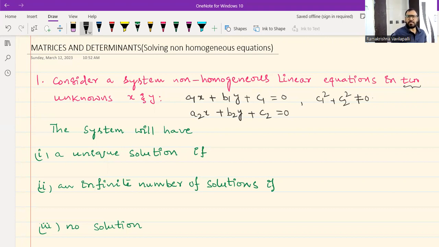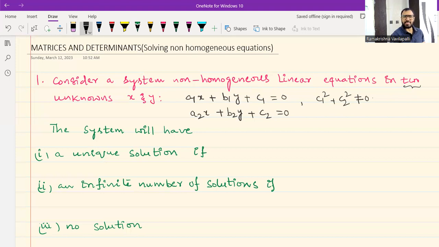Now, we know that two straight lines will either intersect at one point, or intersect at no point, or intersect at an infinite number of points. So when will two straight lines intersect at a point? When the slopes are not equal. If the slopes of two straight lines are not equal, then definitely they will intersect. Here, by slopes I mean finite slopes.